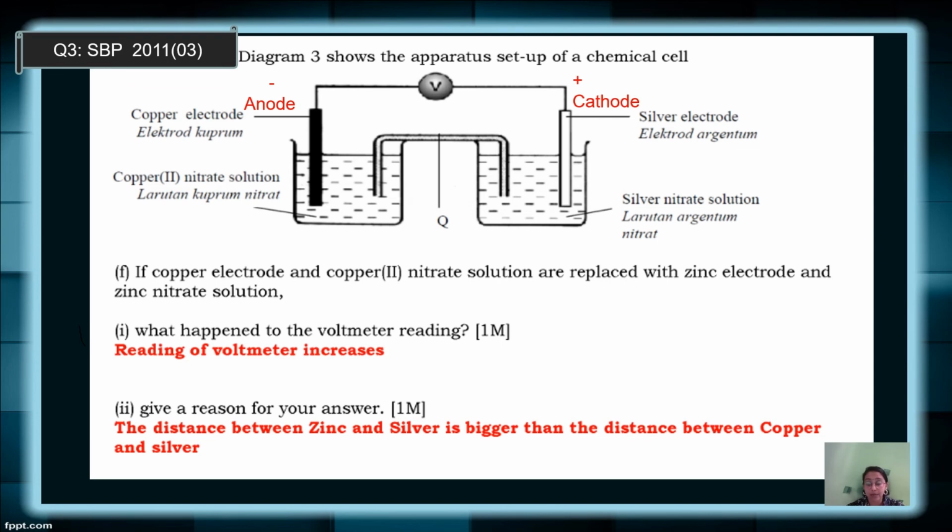Okay, next, if copper electrode and copper 2 nitrate solutions are replaced with zinc electrode and zinc nitrate with the E0 value. Okay, now the E0 value for zinc now is negative 0.